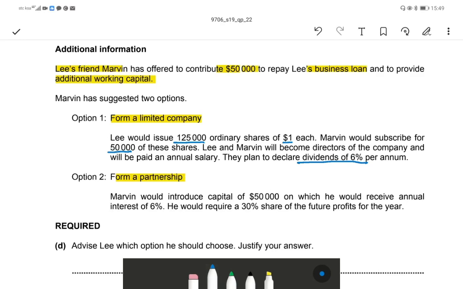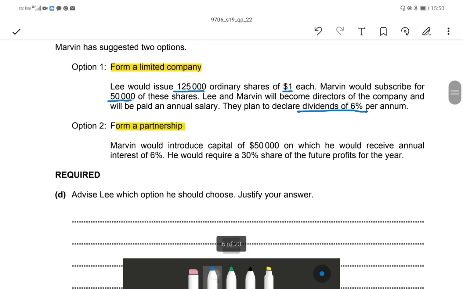Then option 2, form a partnership. Marvin would introduce capital of 50,000. He would receive annual interest of 6%, and he would require 30% of future profits.